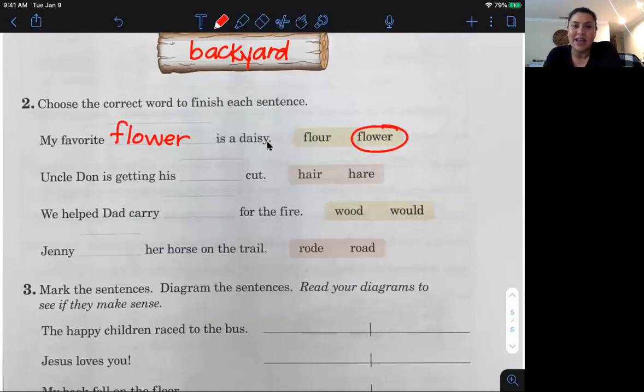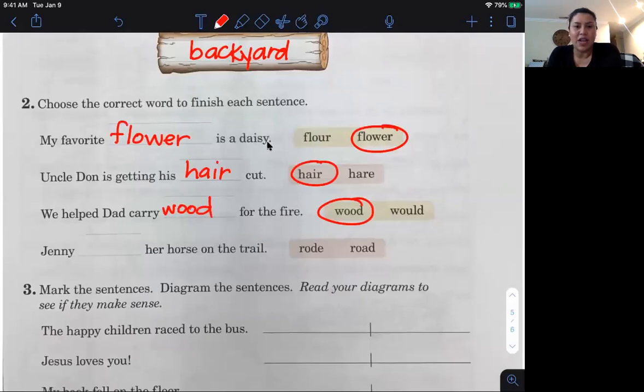That's easy enough, right? Uncle Don is getting his hair cut. Hair, or hare? Hair, like the hair that grows on our head, is that one. The other one means a rabbit. We help Dad carry wood for the fire. Wood, or would you go with me to the store? Would. Good job.